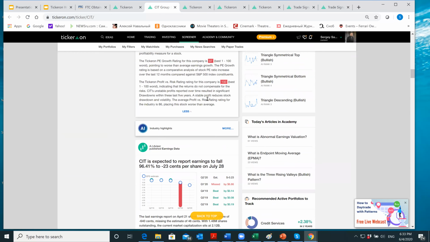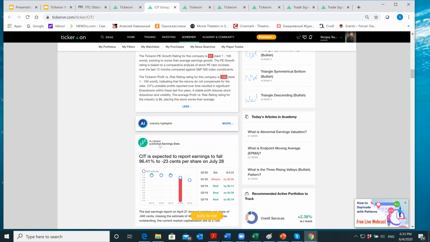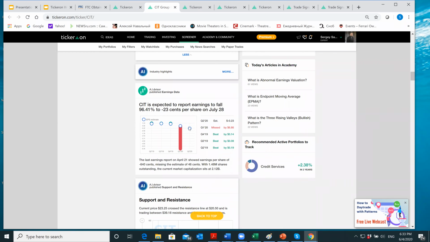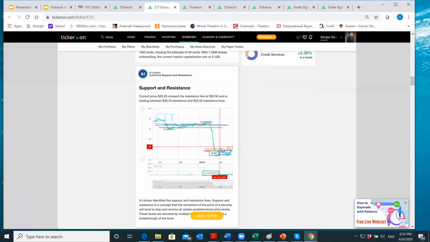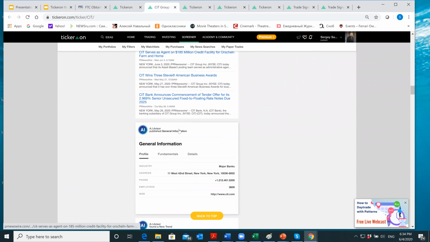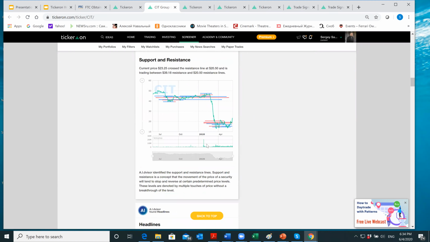Then you can also read here about the fundamental analysis. You see the number of buyers is more than sellers. It's still going to go up. And that's a good fundamental analysis. You scroll down, you can read about the industry. You can see what was happening and when the next earnings call is going to be. Support and resistance: you see it's above all these bottom-created support resistance lines. Headlines from other sources, we also give to you, all general information and everything which is interesting here.